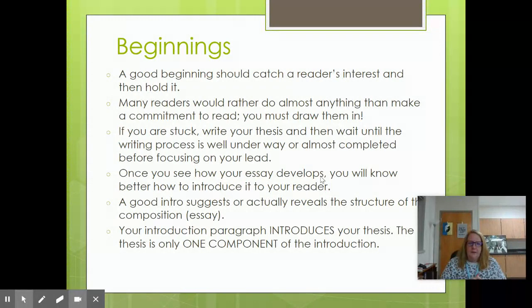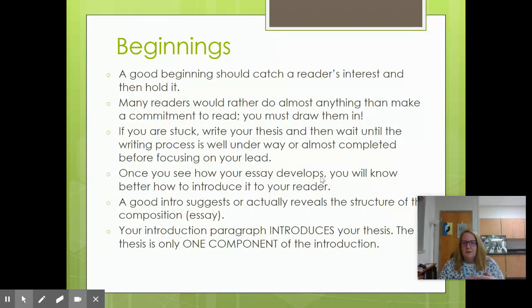Here's some tips on beginnings. This is a little bit different. This talks a lot about catching the reader's attention. A literary analysis essay is a formal essay. It's not a story. And so, yes, you want to catch your reader's attention, but you don't want to be cliche or use overused techniques. A lot of people have a really hard time knowing where to start.